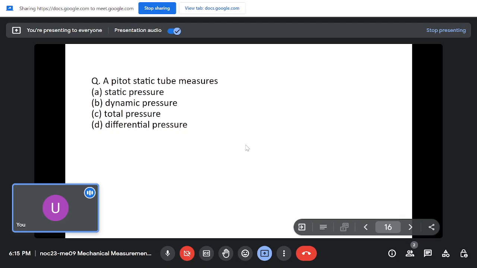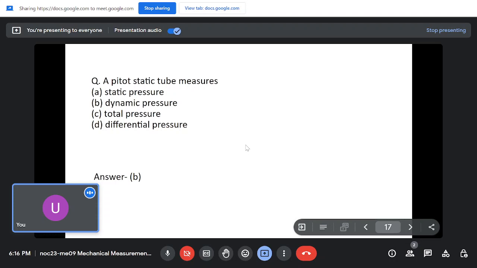So this question we ask: a pitot static tube will measure what? A, static pressure; B, dynamic pressure; C, total pressure; and D, differential pressure. So the answer for this is option B, dynamic pressure.